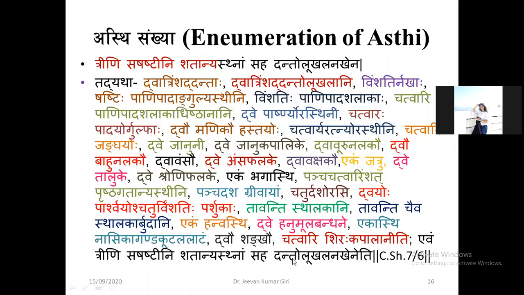So now, Evam Trini Shashtini Shatanya Asthinam Saha Danta Ulukhalair Nakhaishcha Iti. Now see me, so there are 360 bones including the Danta Ulukhala and the Nakha. Okay, if you add all this, then you will get 360. Okay, up to here. So that is the enumeration of the Asthi by the Charaka. Okay. Shall I move forward or is there any confusion up to here?